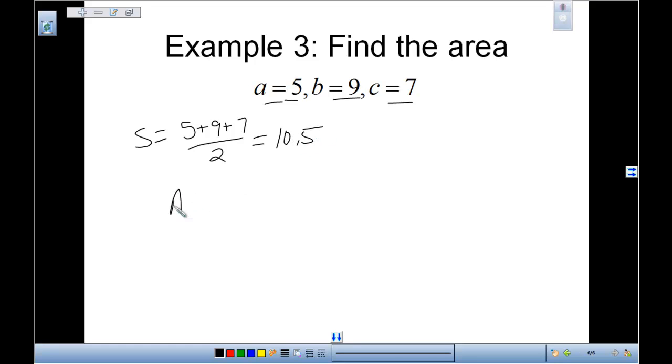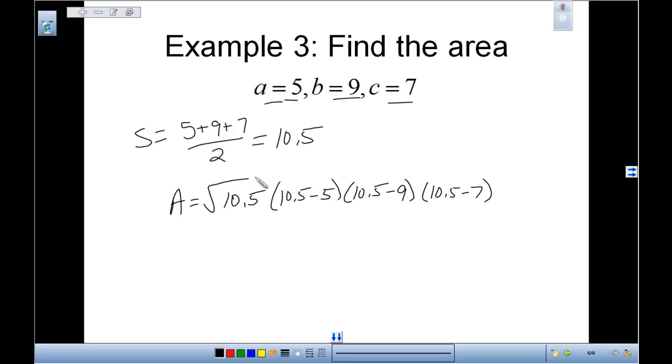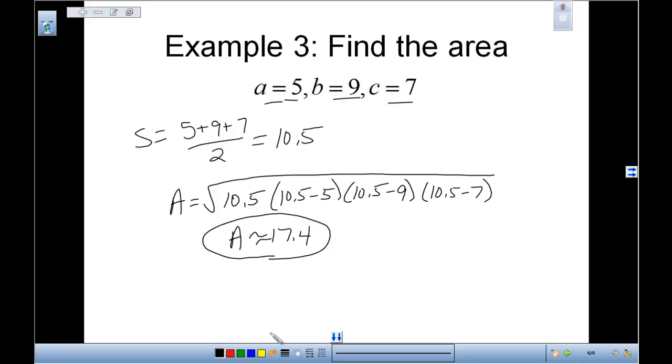Plugging it into my formula, my area is going to be the square root of my semi-perimeter, 10.5, times the semi-perimeter minus the first side, times the semi-perimeter minus the second side, times the semi-perimeter minus the third side, and of course this is the square root of this whole thing. Plugging that into my calculator, I get approximately 17.4. So that's the law of cosines and how you can use Heron's formula to find the area given just three sides of a triangle.